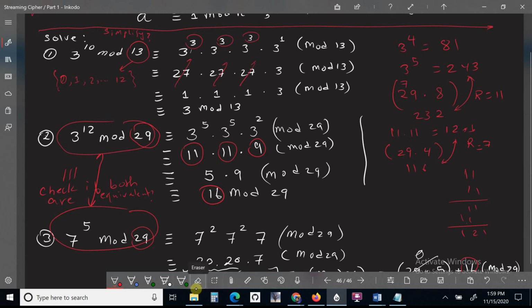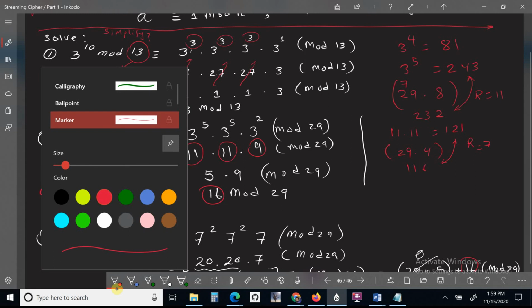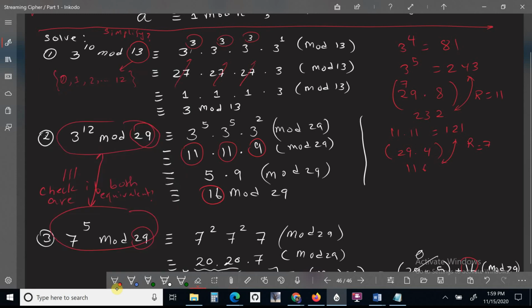All right, so let me just erase this one. So this is 121. That's why the remainder is, let me erase this again, the remainder is 5. And when we did these together, it's 29 times 4 and 121, and the remainder is going to be 5.